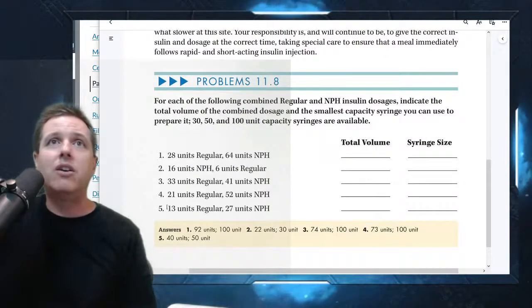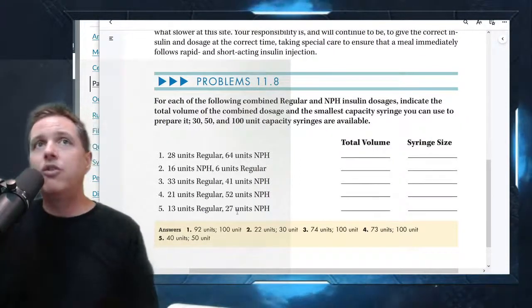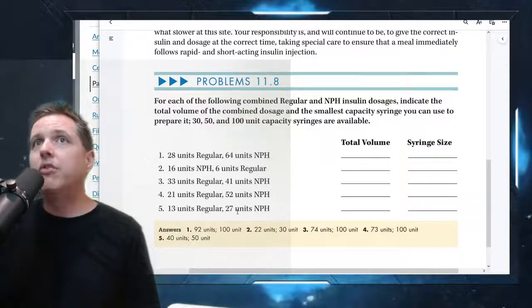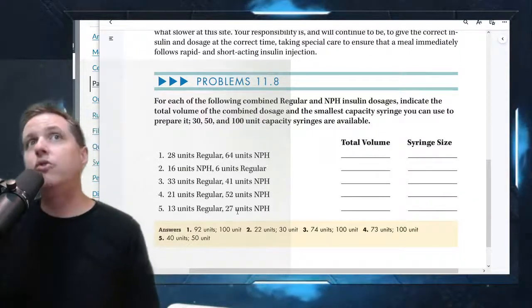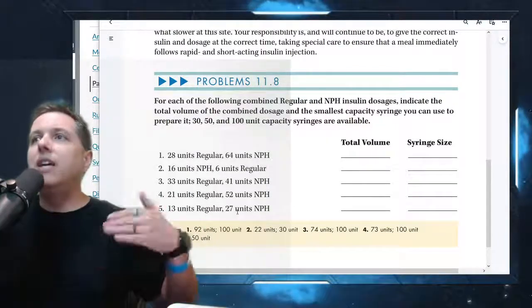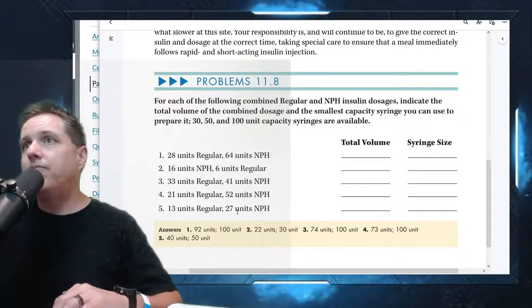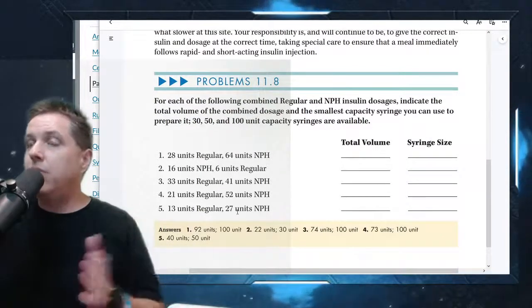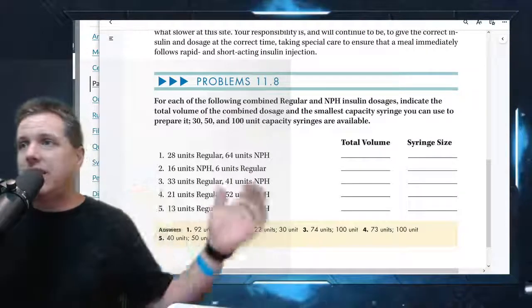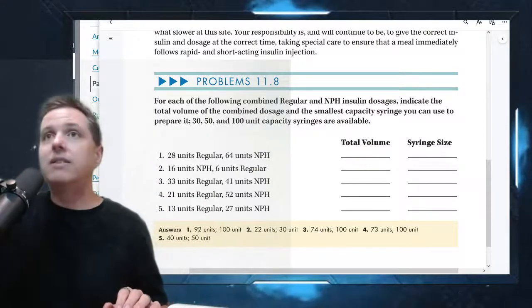Whereas down here, 13 and 27, that's only 40. Well, the 30 unit syringe isn't big enough, but the 50 unit syringe is, so you'd use the 50. Okay, so always using the smallest one that has the capacity that you need. So in other words, you want to be able to get the whole dose into the syringe at once, but you don't want to use an excessively large syringe when that's not what's really necessary.